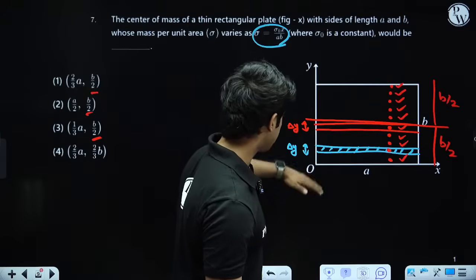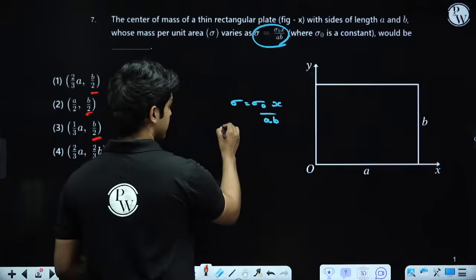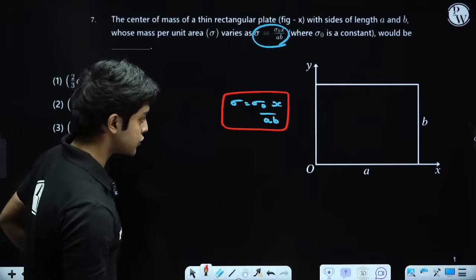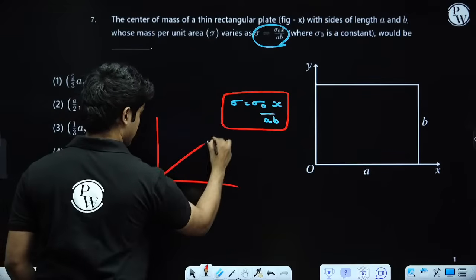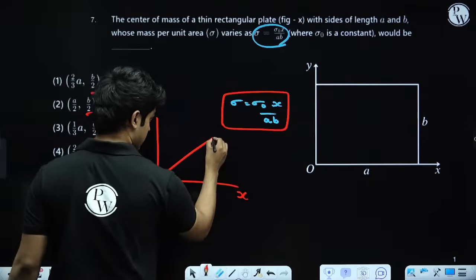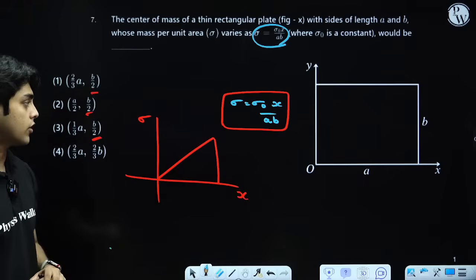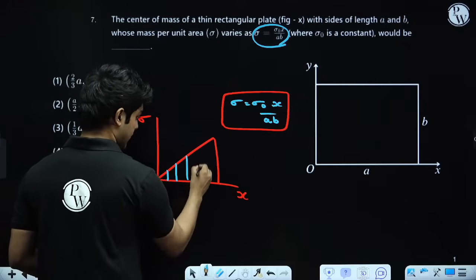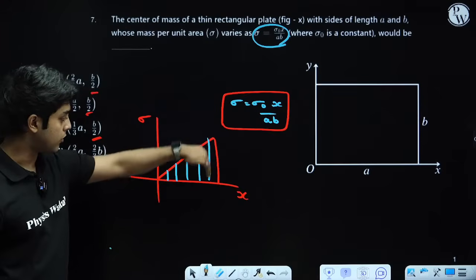So for the x coordinate, when we have a distribution in which the mass density varies as a function of x, which means it's a y equals mx type of distribution, the sigma is a straight line like this. You can either use the formula for the x coordinate of the center of mass, or we'll use the fact that this is a right triangle. This mass distribution forms a right triangle.